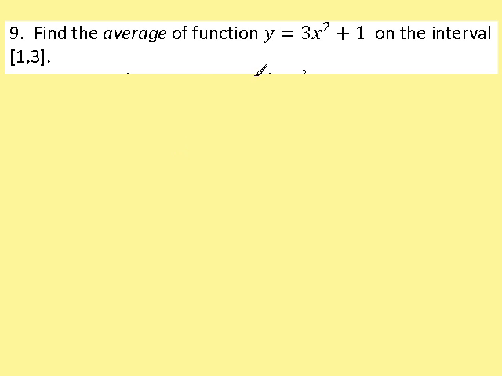In number 9, we want to find the average of this function, y equals 3x squared plus 1, on interval 1, 3. So let's remember our formula. The average of f of x on [a, b] is equal to 1 over b minus a times the integral of f of x from a to b.